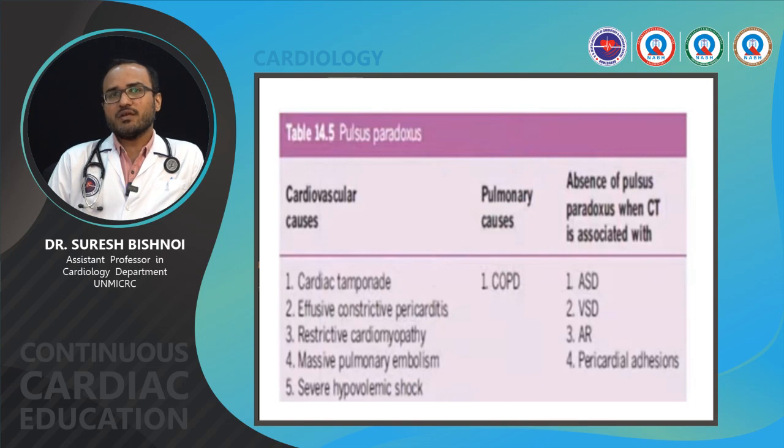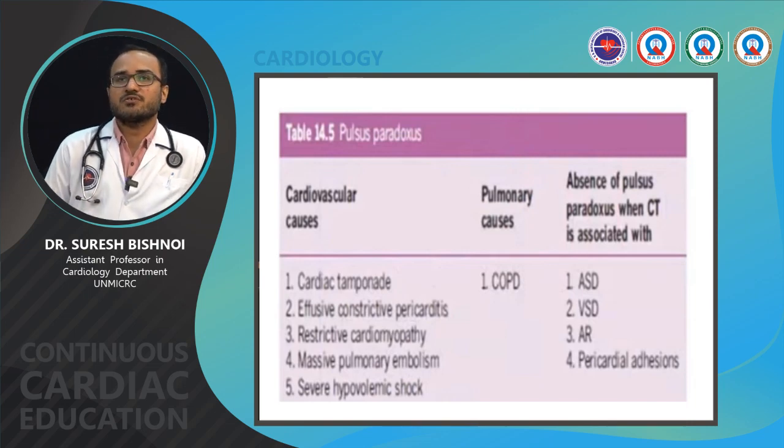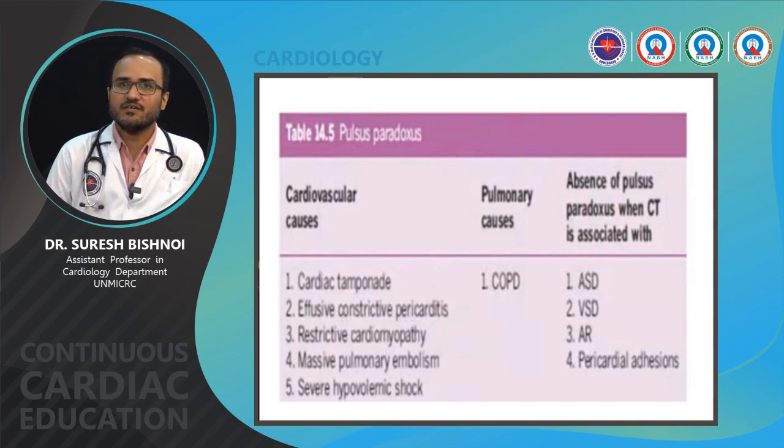In pulmonary causes, you may get it in a patient with COPD. Also, you may have pulsus paradoxus in a very obese patient, as described by Abraham. There are some clinical conditions in which you may have an absence of pulsus paradoxus even in the presence of cardiac tamponade. There are 3 to 4 common causes: atrial septal defect, ventricular septal defect, AR and pericardial adhesions.